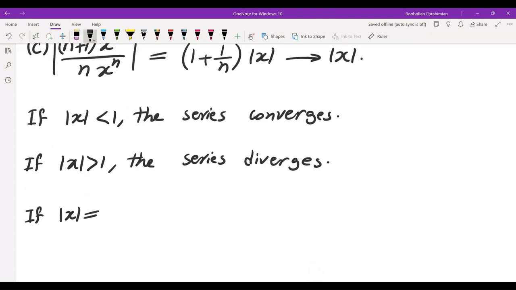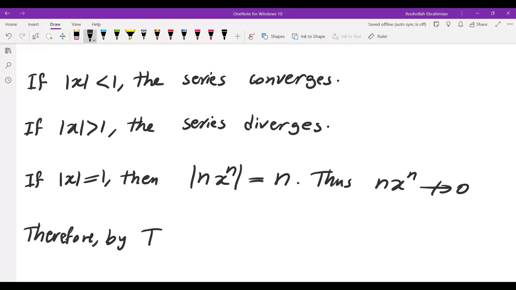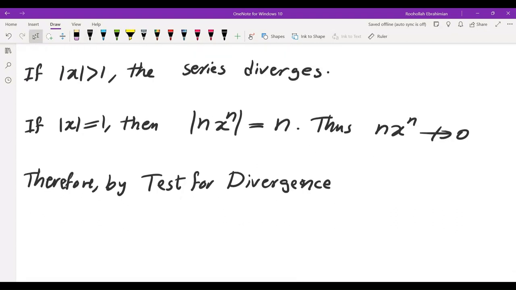If absolute value of x is equal to 1, then the terms of this series, n x to the power of n, have absolute value n. And this does not converge to 0. So let's put it this way. Thus, n x to the power of n does not converge to 0. Therefore, by the test for divergence, we know that the terms of this series do not converge to 0. So the test for divergence tells us that this series diverges. The sum of n x to the power of n diverges.